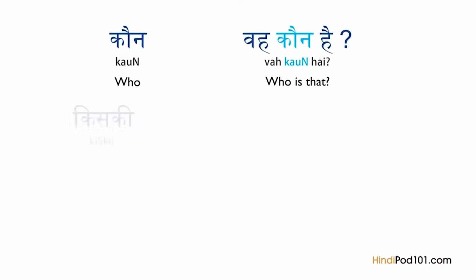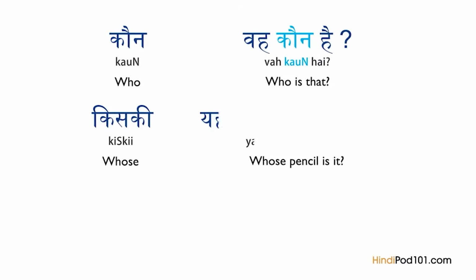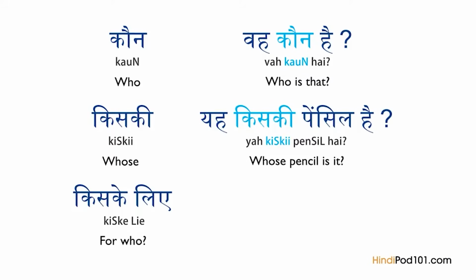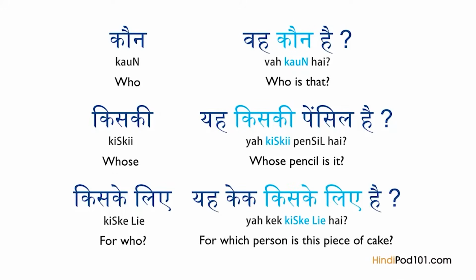Before ending this lesson, let's go back and look at all the ways to translate who in Hindi. Kaun is the basic who, as in wo kaun hai. Kiski is insisting on the ownership. It is the equivalent of whose, as in whose pencil is it? Ye kiski pencil hai. Kiske liye, which is the direct translation of for which person, as in for which person is this piece of cake? Ye cake kiske liye hai.